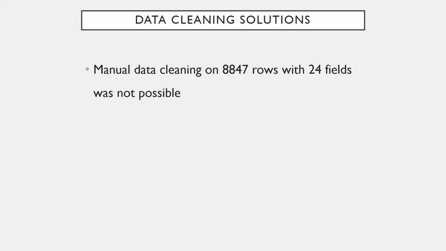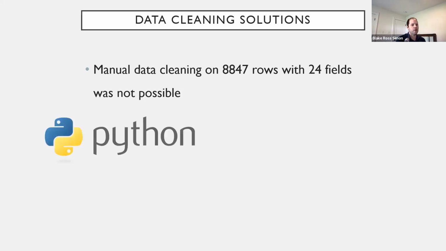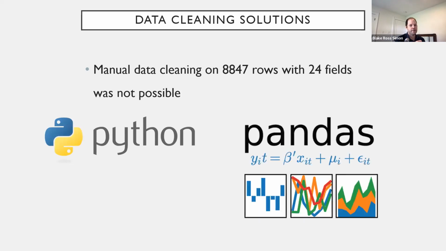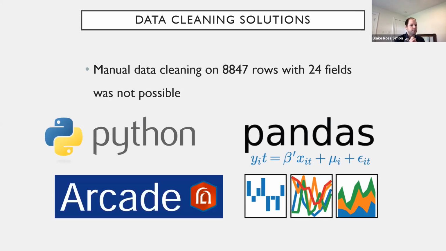So solutions. With almost 9,000 rows of data, total manual cleaning was not a good option. It would have taken a long time. So the solution to cleaning up the data was a combination of scripting languages and a small amount of manual data cleanup. And the languages used were Python, and more specifically, I used the pandas library for Python. And also, in the end, I used Esri's own Arcade language after the data was uploaded.